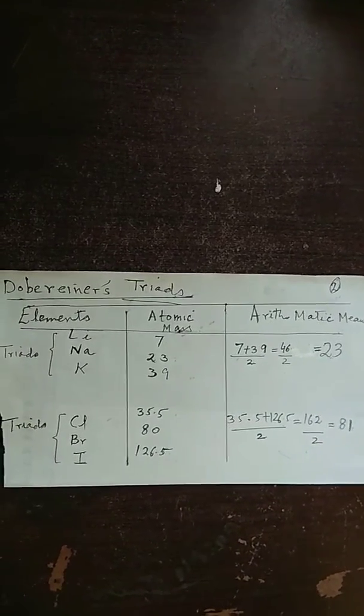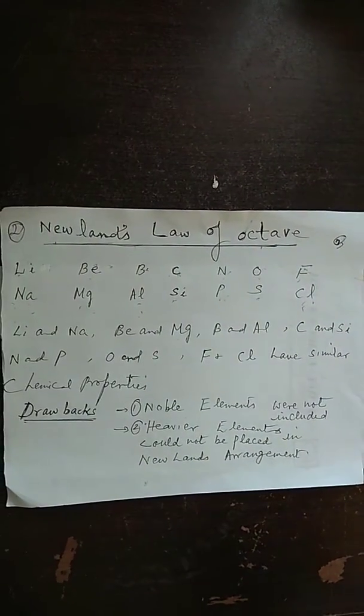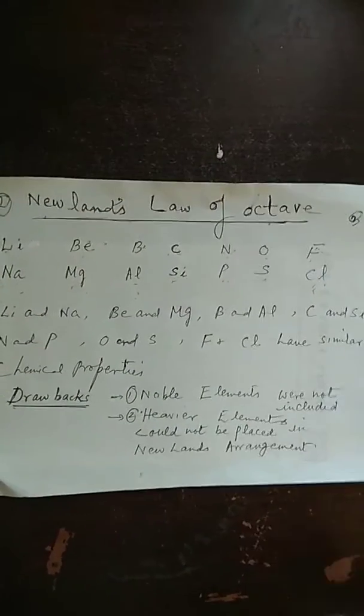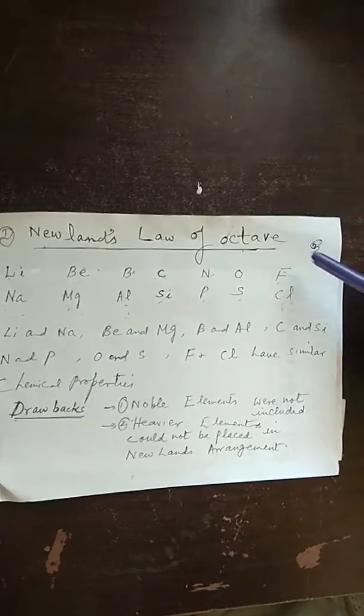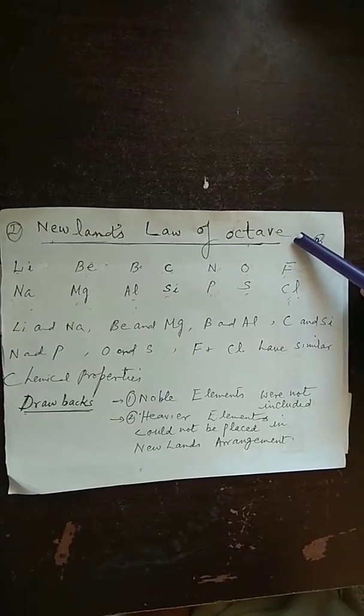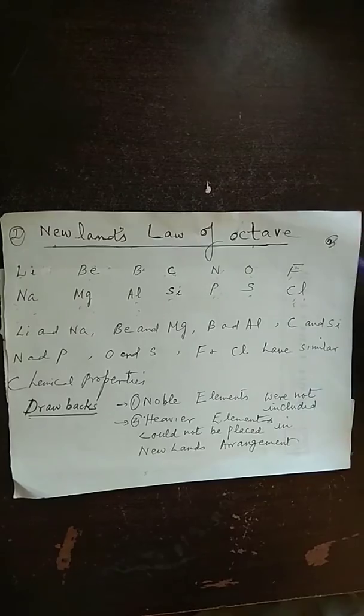Now the second law was given by Newlands. So it's known as Newlands' law of octaves. He was British. He was an industrial chemist in London, and he proposed Newlands' law of octaves.